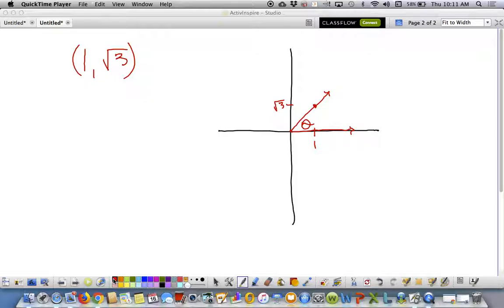So your x is 1. Your y is square root of 3. Can you find your r? Yes, you can. So what is your r going to be? 1 and 2, square root of 3. So what is sine theta?